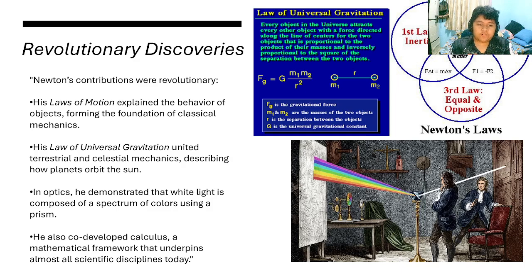His law of universal gravitation united terrestrial and celestial mechanics, describing how planets orbit the sun. In optics, he demonstrated that white light is composed of a spectrum of colors using a prism, as you can see. Here it is. He also co-developed calculus, a mathematical framework that underpins almost all scientific disciplines.